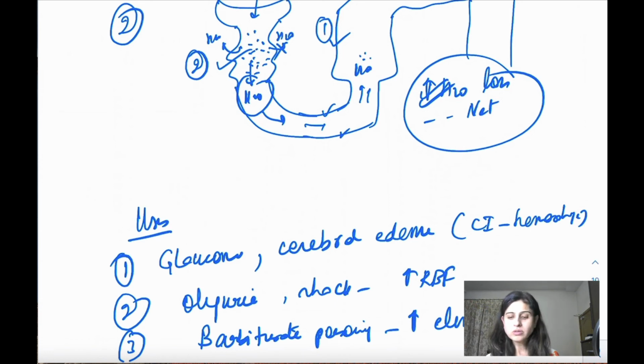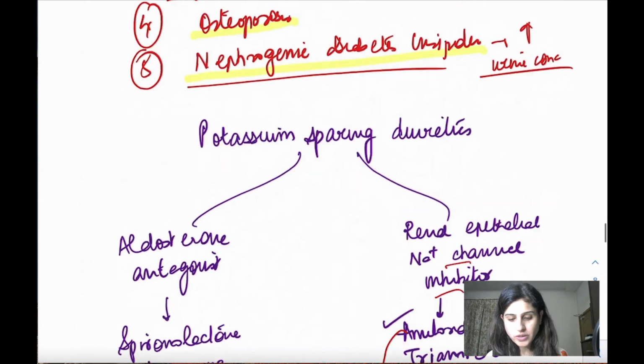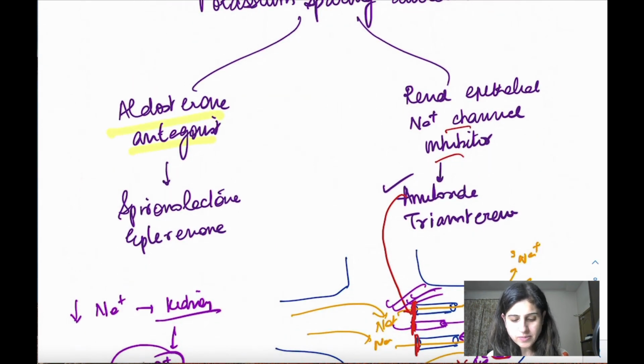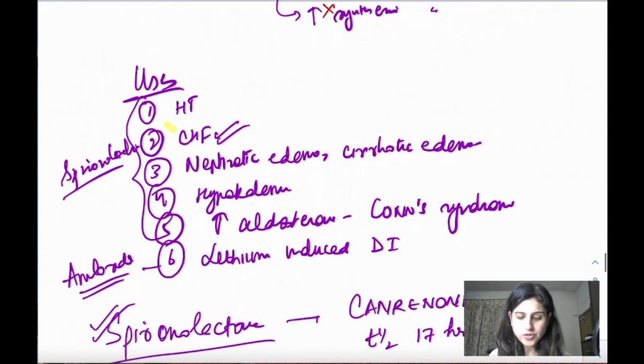So this is about the osmotic diuretics. So we have done two diuretics today, potassium sparing and osmotic diuretics. So potassium sparing are important, that is the spironolactone, eplerenone, and the epithelial sodium channel inhibitors, amiloride and triamterene. These are very important to remember, especially spironolactone aldosterone antagonist है, and the uses are hypertension, CHF, hypokalemia, nephrotic edema, cirrhotic, aldosterone जहाँ पे बढ़ा हुआ है उसको कम करने के लिए, and amiloride का main use है lithium induced diabetes insipidus.